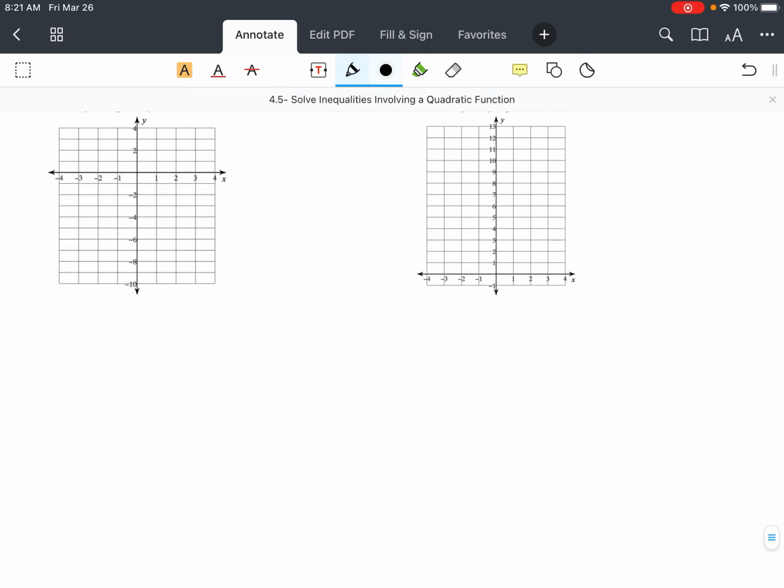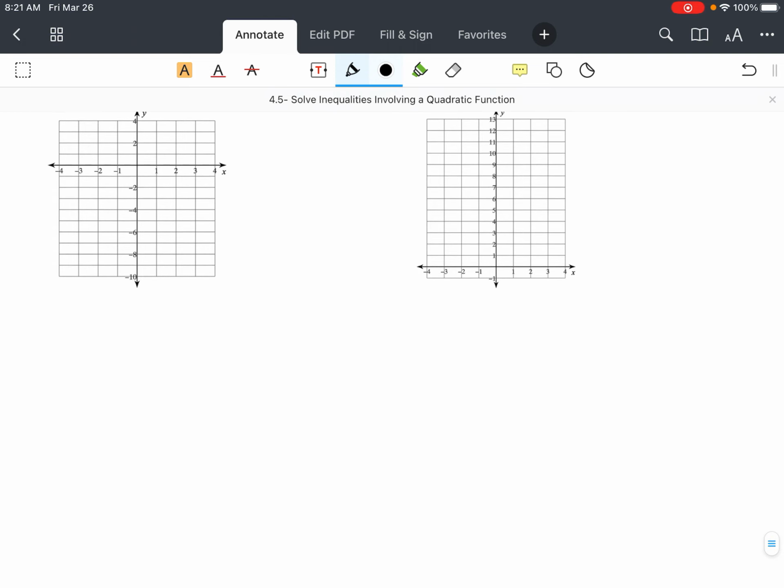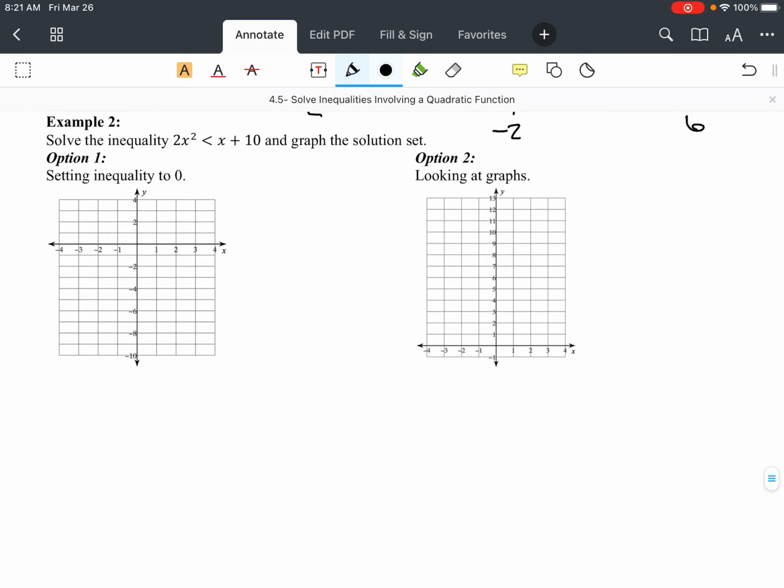All right, so we have one more example to do here. It says we want to solve the inequality 2x squared is less than x plus 10, and then we want to graph the solution sets.